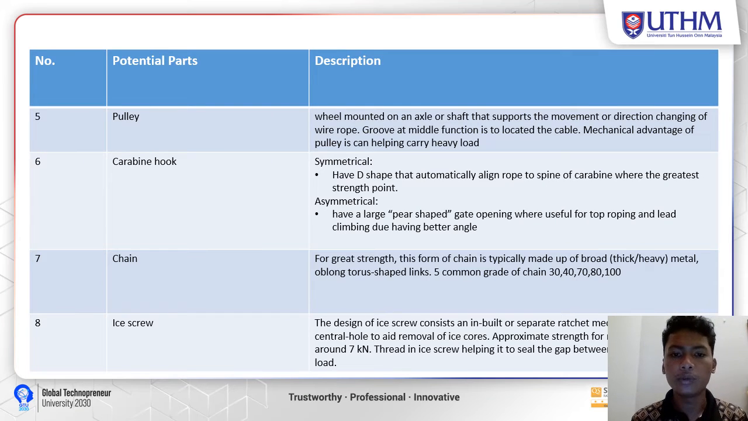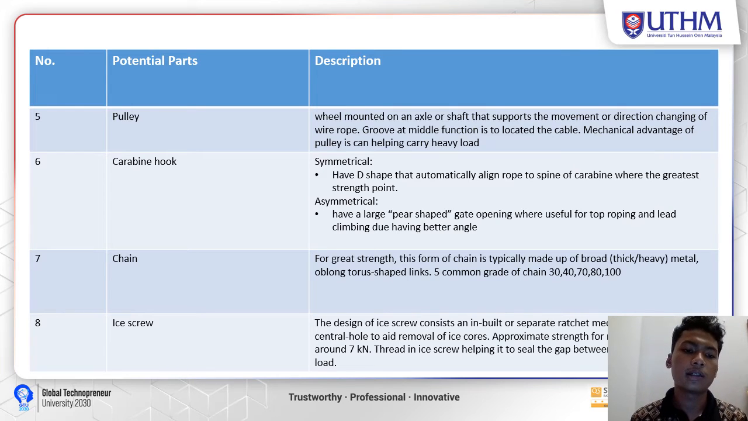Fifth, a pulley. A pulley is a wheel mounted on an axle and shaft that supports the movement or exchanging of wire rope. It has a groove in the center where the cable is located. The pulley has a mechanical advantage because it can help in carrying heavy loads.